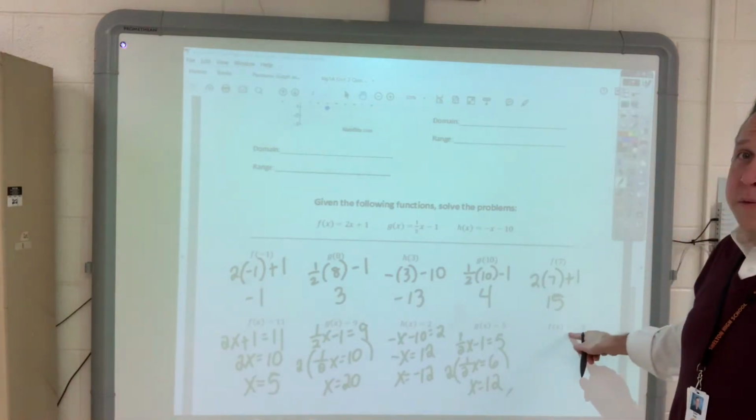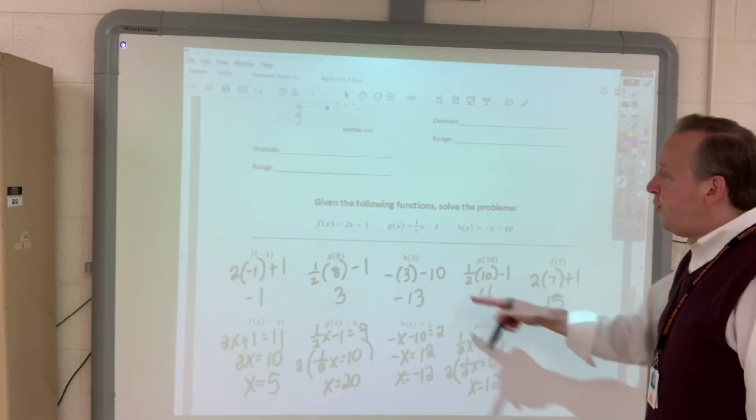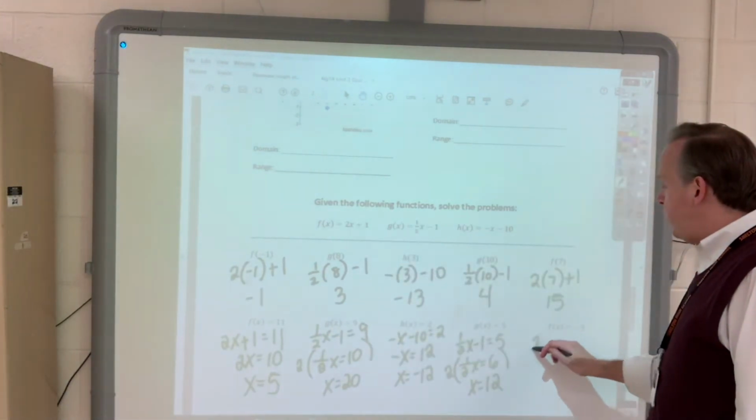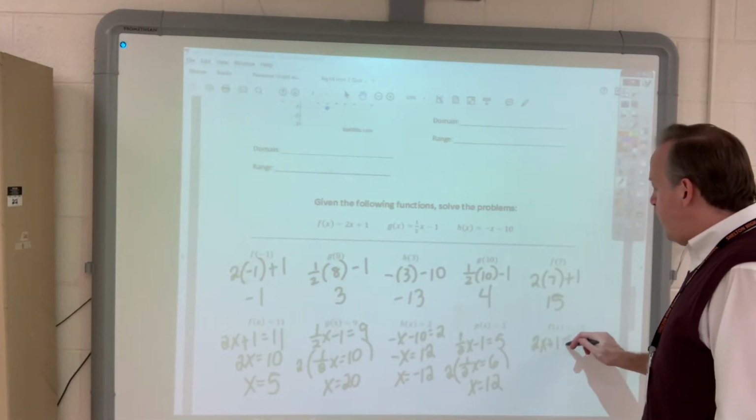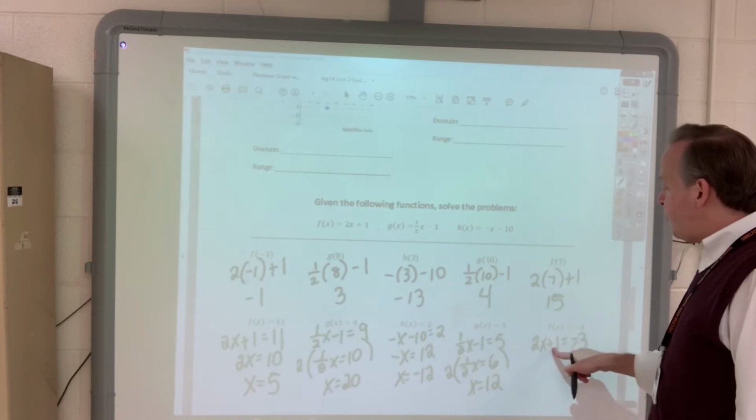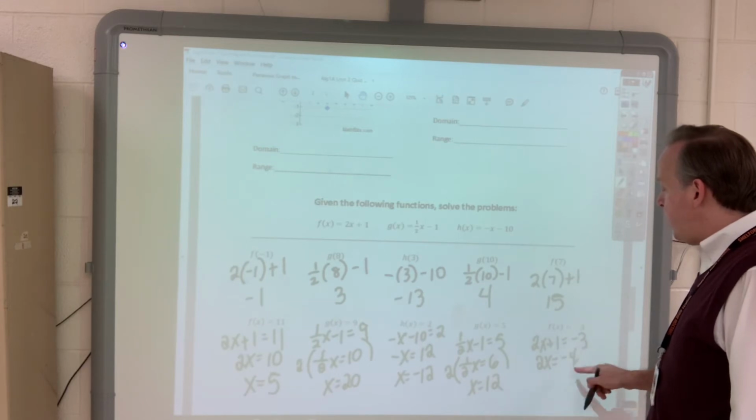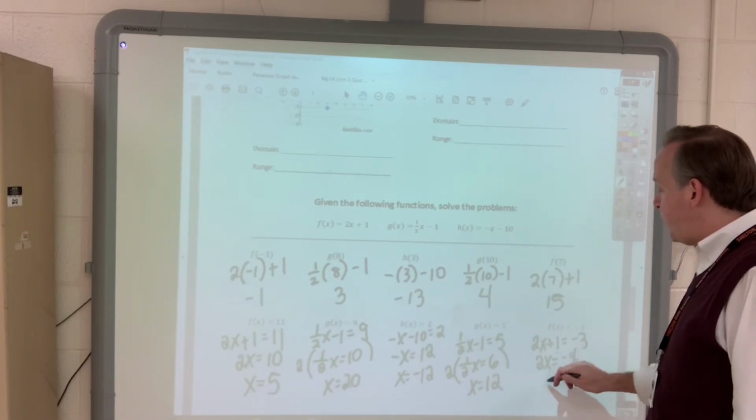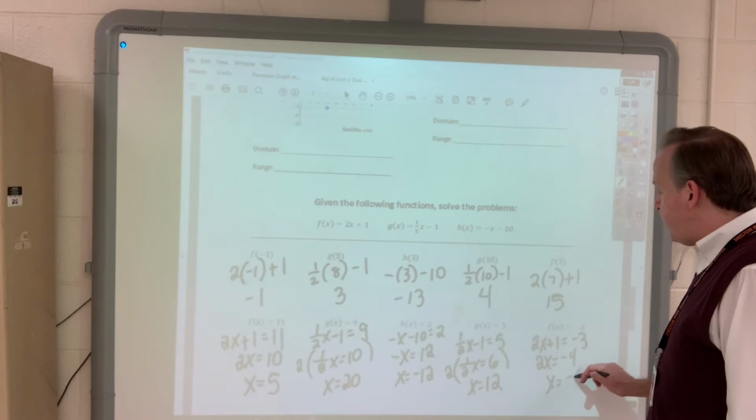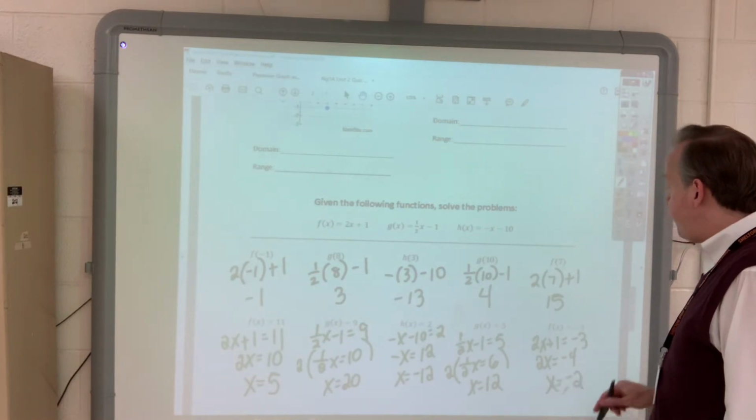F of x equals -3. So 2x plus 1 equals -3. Subtract 1 from both sides. 2x equals -4. Divide by 2. X equals -2. Okay.